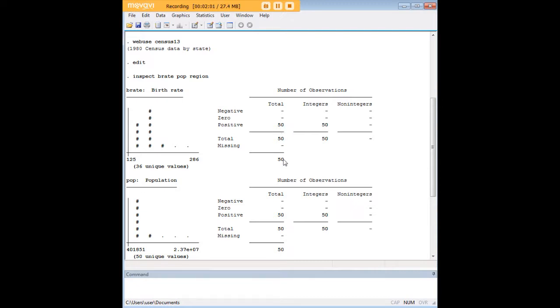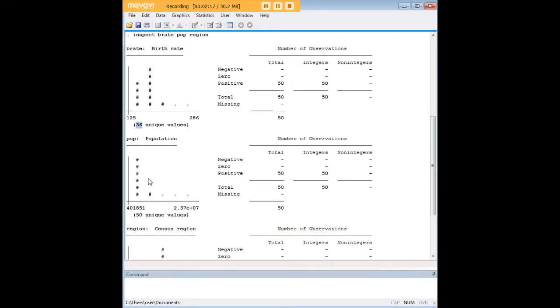So this basically tells us, look, we have 50 positive values, nothing is missing, and we know that 36 of them are unique. So that tells us there's a little bit of overlap here. Some states appear to share the same birth rate.